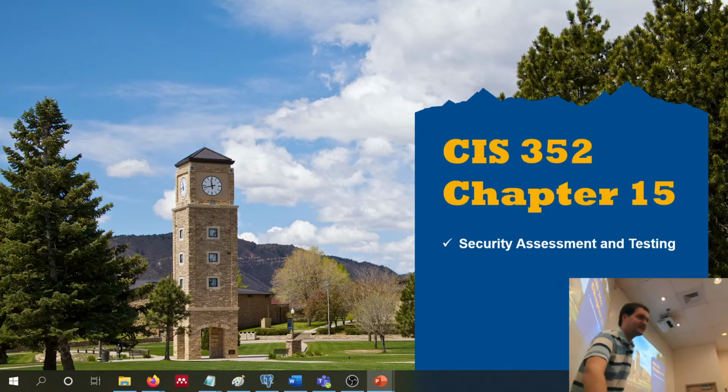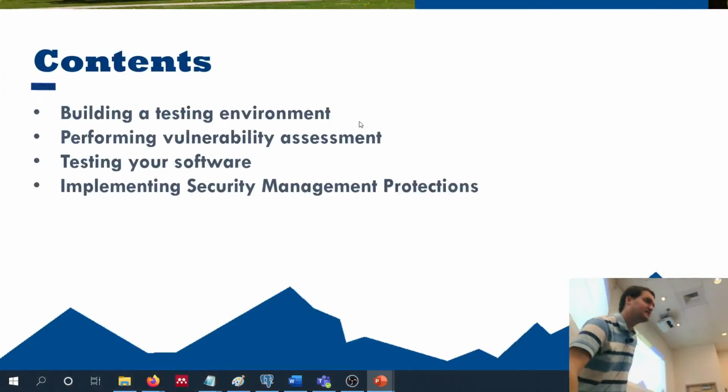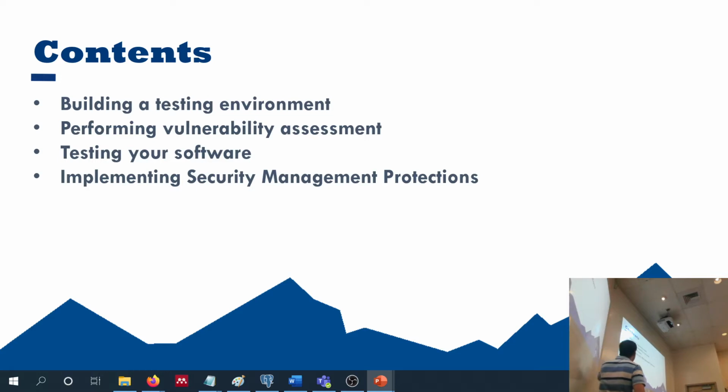So we will be in chapter 15 today, talking about building and testing an environment. We'll be talking about performing vulnerability assessment. We'll be talking about testing your software, talking about implementing security management protections as well.